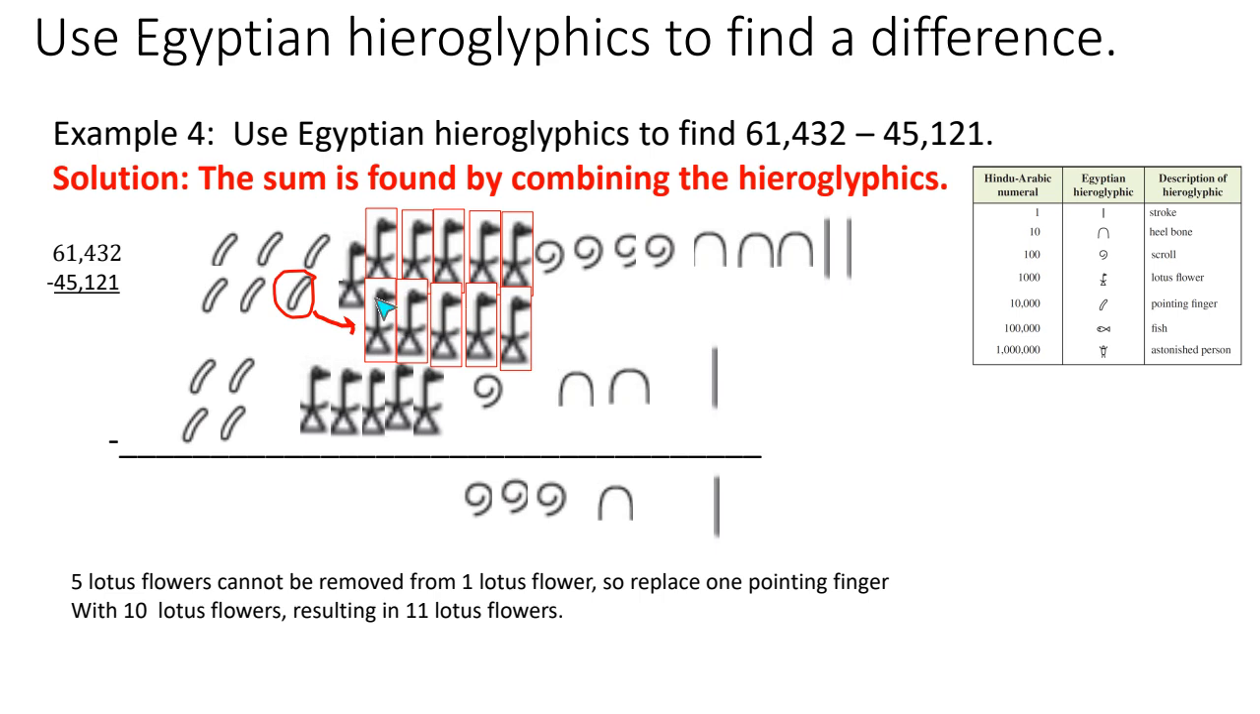So now I have 11 flowers total, and I want to subtract 5 of them. Okay. So now I'm going to be left with 6. And then I have 5 pointing fingers, and I want to take away 4. So if I take away 4 from here, then I'm left with 1. Okay, and so this would be our answer, which is 16,311. So this is a little bit of the Egyptian numeration system.